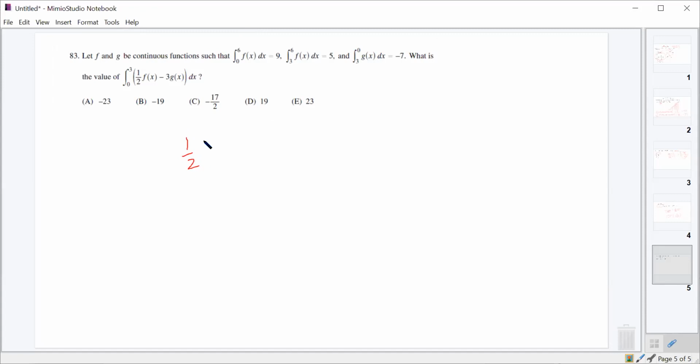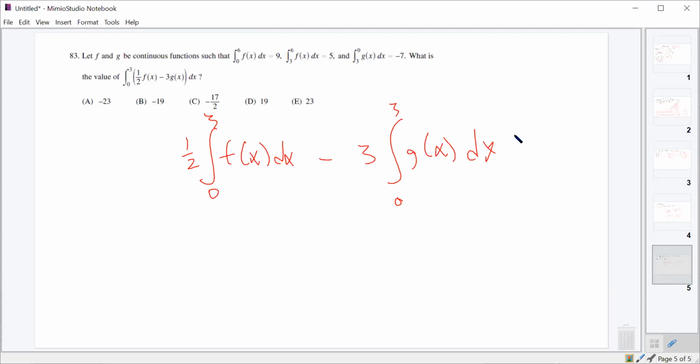So first off, this should just be 1/2 of the integral from 0 to 3 of f. I'll write these separately, minus 3 times the integral from 0 to 3 of g of x. I think it's easier if you just look at them separately. What's the integral from 0 to 3 of f? Well, we don't have that, but we know the integral from 0 to 6, and we know the integral from 3 to 6. So the integral from 0 to 3 ought to be the integral from 0 to 6 minus the integral from 3 to 6. So 9 minus 5.